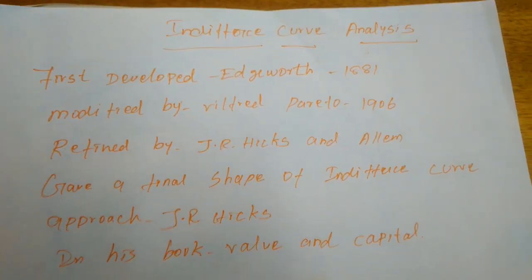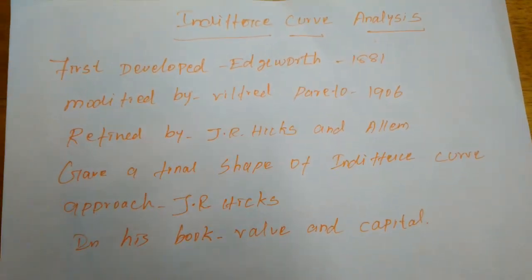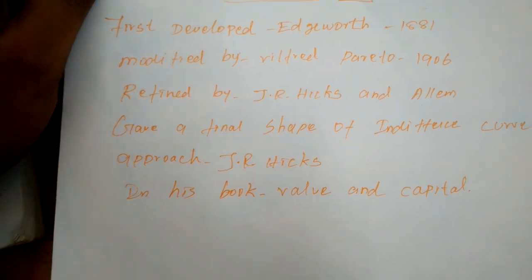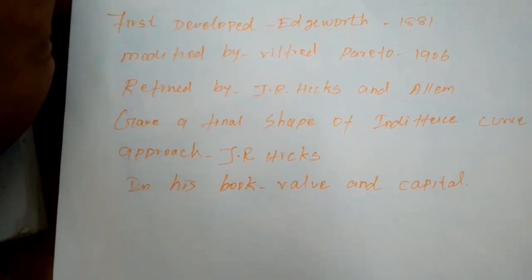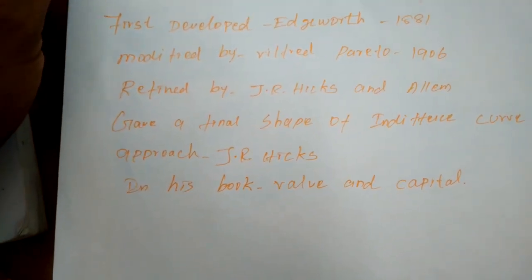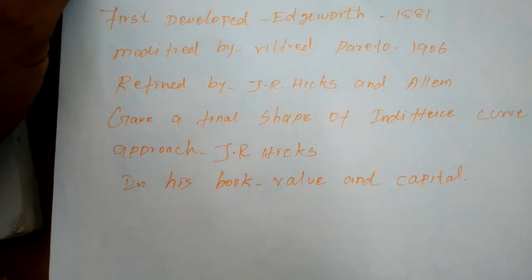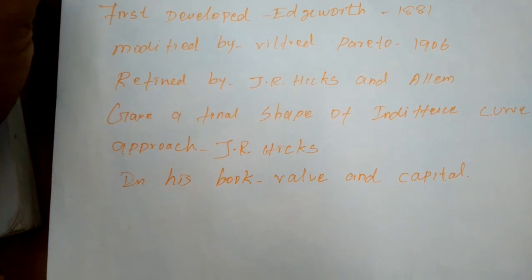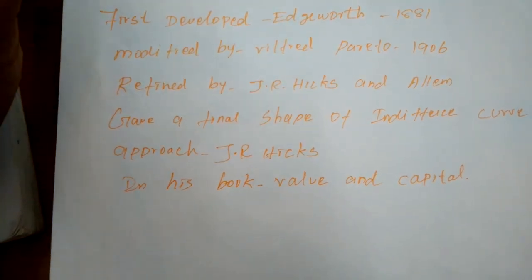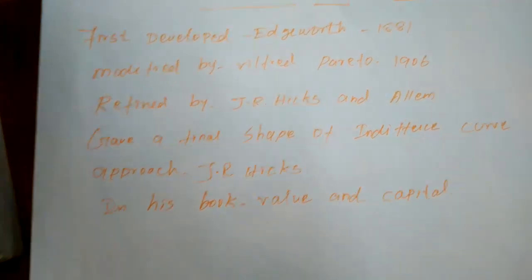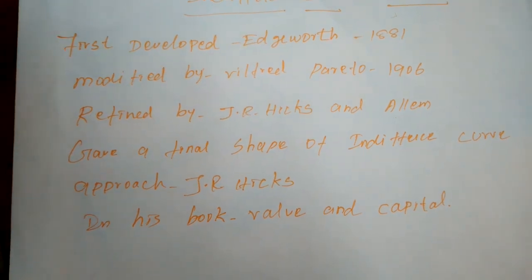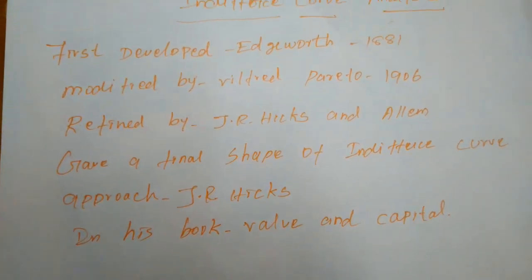Okay students, the next concept is indifference curve analysis. The two economists, F.Y. Edgeworth, the English economist, and Wilfred Pareto, the Italian economist, criticized the cardinal utility approach.